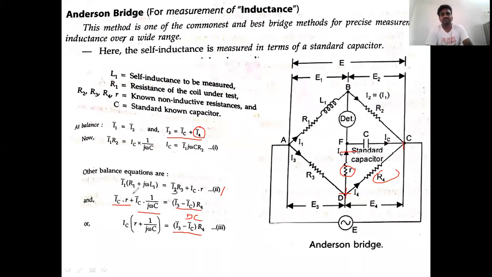If we solve this and take the common terms, I suffix C is a common term here. Taking it common, I suffix C into (R plus 1 by j omega C) is equal to (I3 minus IC) into R4. Okay, that is about the balance expressions.